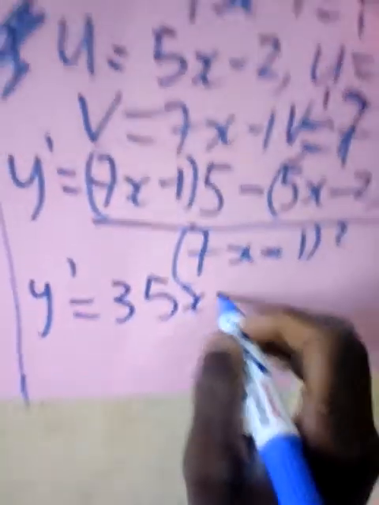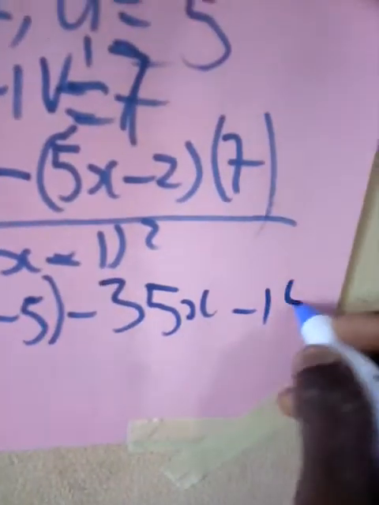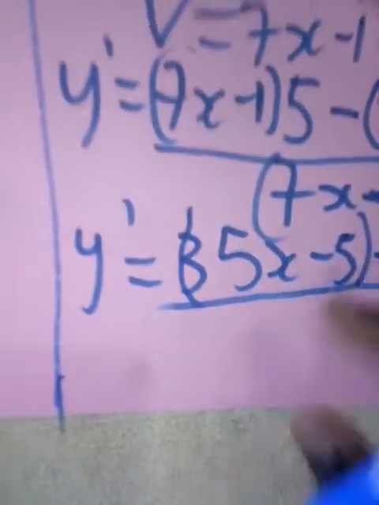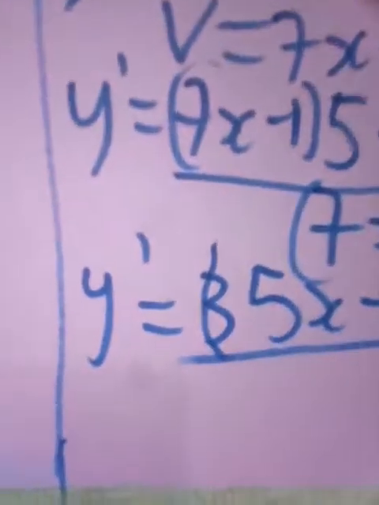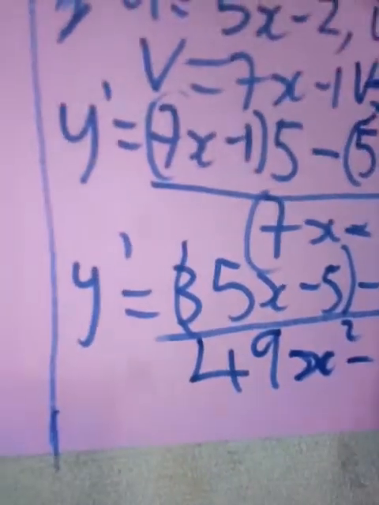So my y prime will give me, if I open this, 5 times 7, it gives me 35x minus 5 times 1, 5, minus 5 times 5x times 7 gives me 35x again, minus 14, all over, if I'm taking the square of this, I get 49x squared minus 14x plus 1. Yeah, that should be correct, yes.